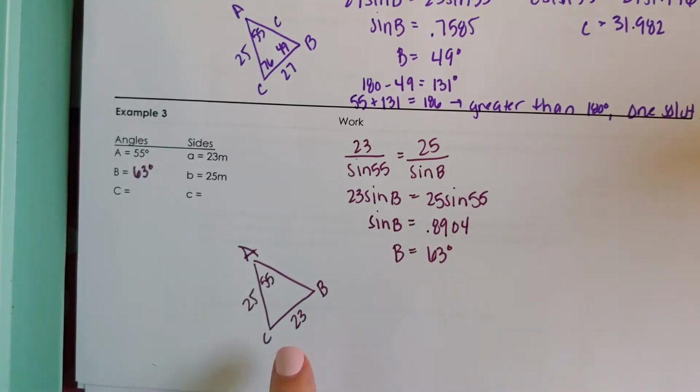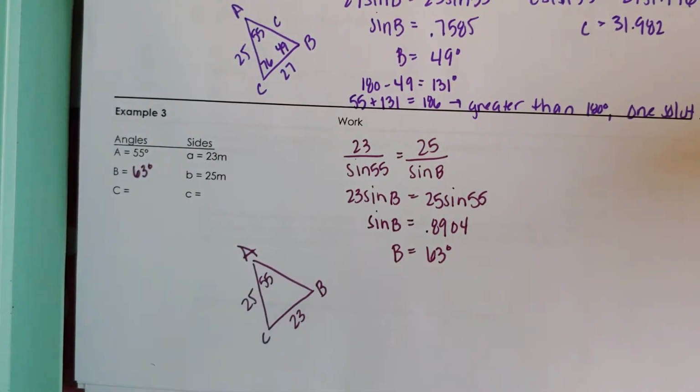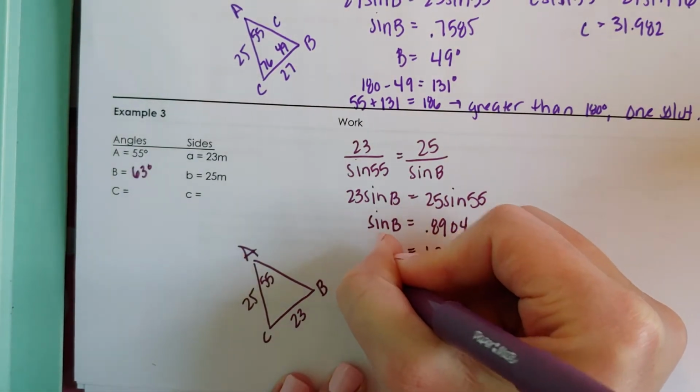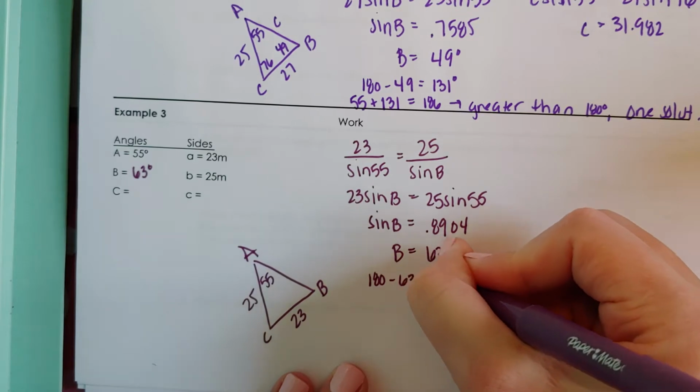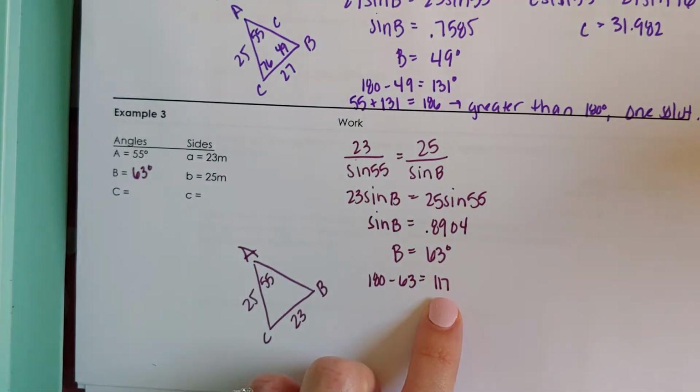So now we need to check. This is a side angle. We have a side, and then the angle. So we're going to check. So we do 180 minus 63, which is 117. So if there is a case 2, 117 is going to be what B is.